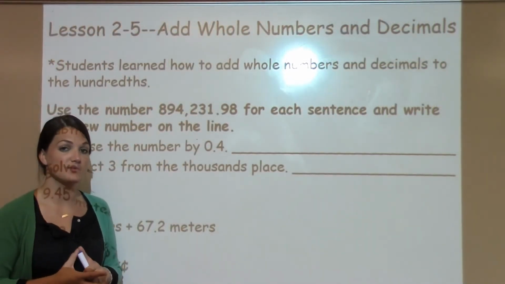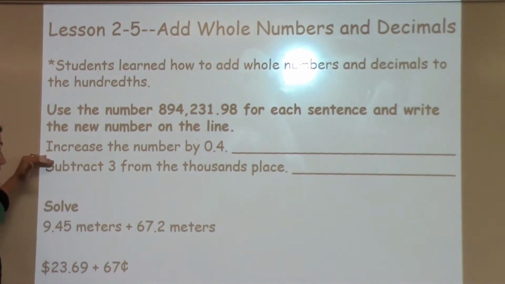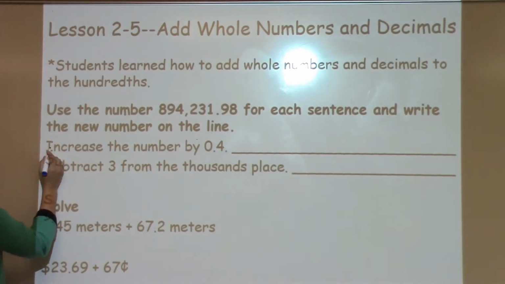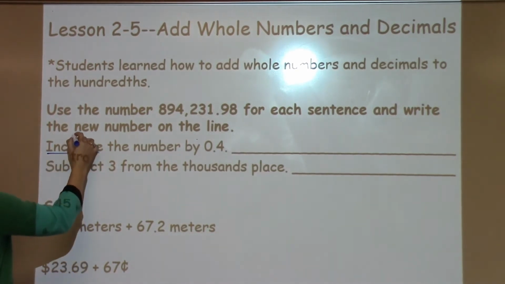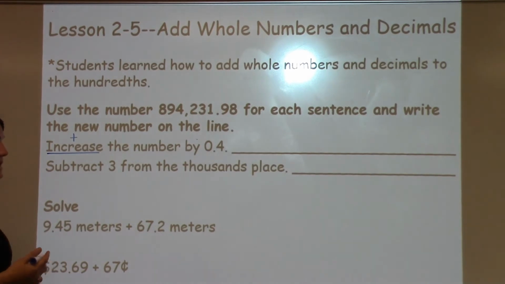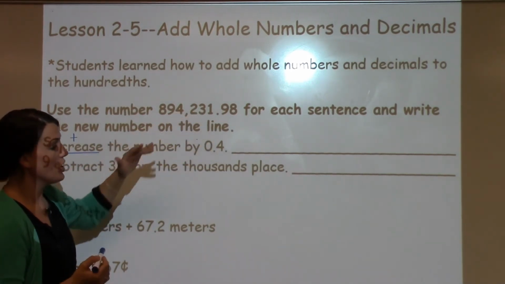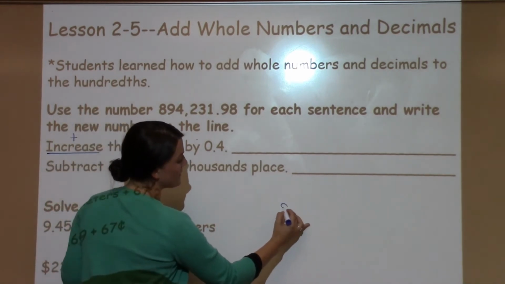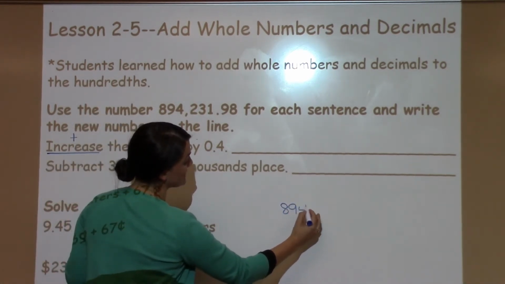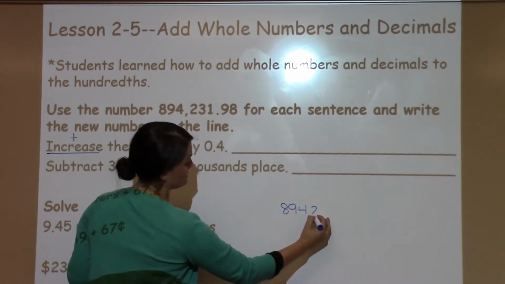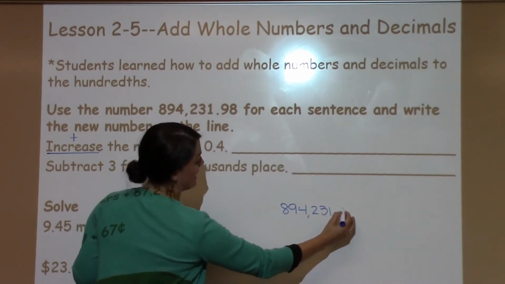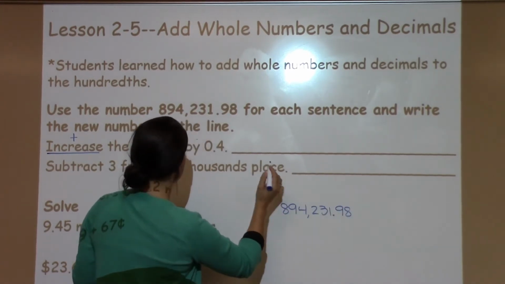One of the strategies we taught students today is to look for the keywords and decide what the sentence is asking you to do first. I see that it says increase the number by 4/10. I know the word increase means to add, so I need to add 4/10 to this number. We learned that in order to add decimals, I just need to line up the decimal points.